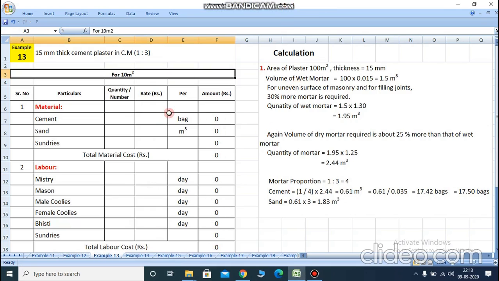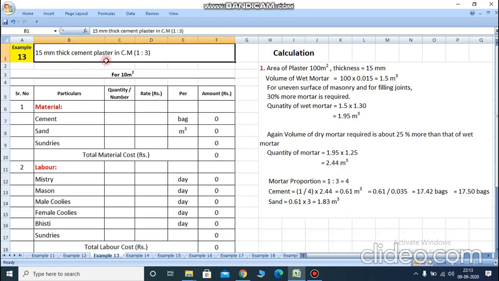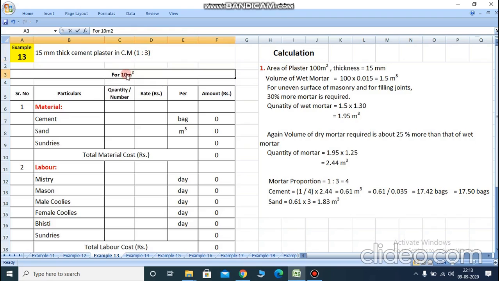Now we take another example, number 13. In this example we take a 15 mm thick cement plaster of ratio 1:3. So here 1 part of cement and 3 parts of sand. We calculate the area for 100 meter square plaster work, and the thickness is 15 mm. So the volume of the wet mortar is 100 multiplied by 15 mm. 15 mm converted into meter is 0.015. So 1.5 meter cube is the total volume of the wet mortar.